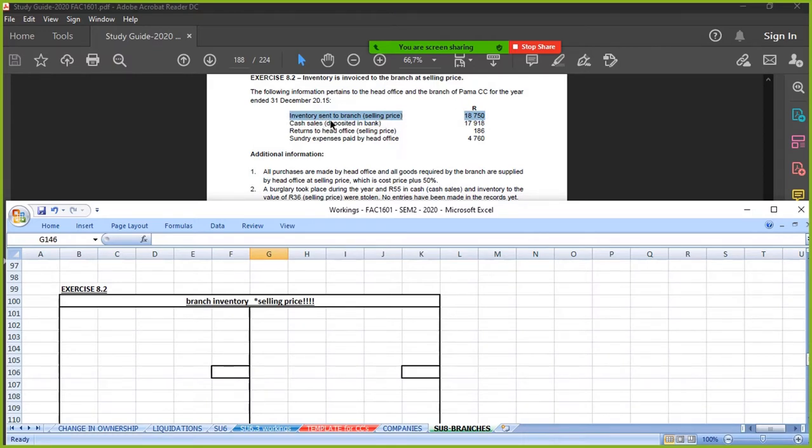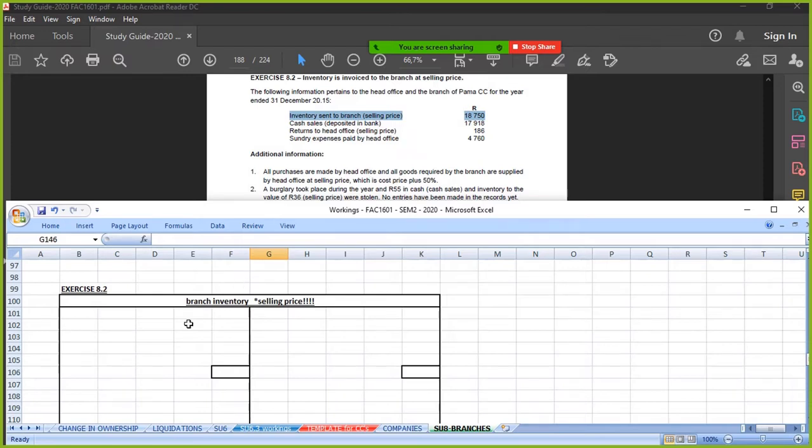Selling price. Yes, where would we show that? The inventory that was sent to the branch. So we would debit. Are you asking me for the workings? Yes. Oh, so we would debit branch inventory and credit inventory to branch. Okay, good. So if you're looking at what they've given you, they're telling you that the inventory was sent to the branch and it was sent to the branch at selling price. Do you see that? Yes. Okay, so this total, that amount is representing the amount that was sent from head office to the branch.